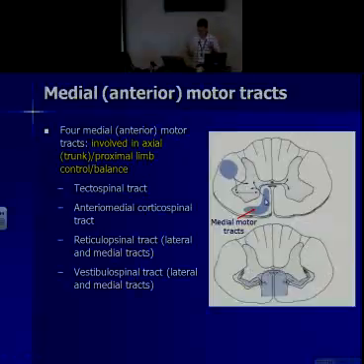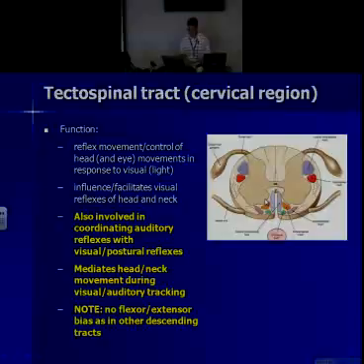I will not ask you, as far as tracts, contralateral, ipsilateral, just look at it as if there's loss, there's going to be loss as far as that function goes. So let's look at these fairly simplistically.